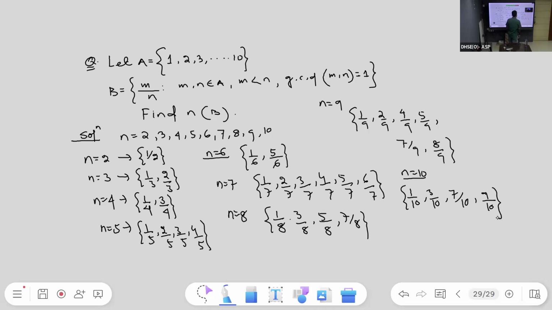So here the number of cases is 4, here the number of cases is 6. Adding up: 1, 3, 5, 9, 11, 17, 21, 27, 31. The number of cases is 31. So 31 is the right answer. I hope it is clear to you.